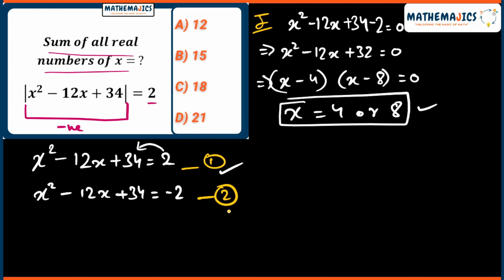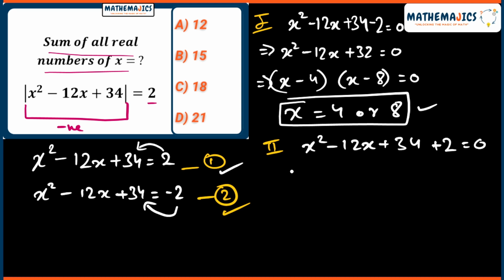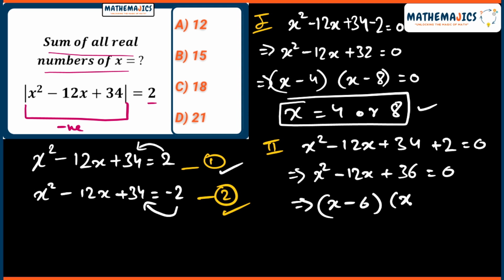Now we will use the second equation. In the second equation, we write x square minus 12x plus 34, and this negative 2 comes to the left hand side and becomes plus 2. If we solve this, we get x square minus 12x plus 36 equals 0. If we do middle term splitting, we get (x minus 6) squared equals 0. That means x will be 6. We will not write 6 two times because it is the same value we are getting twice. We will use 6 only once.